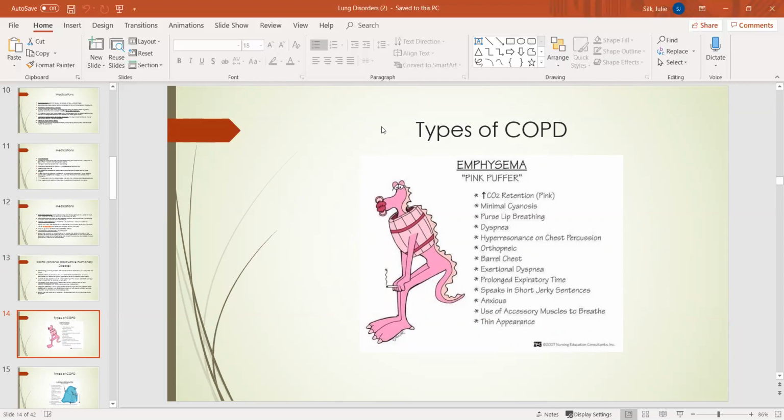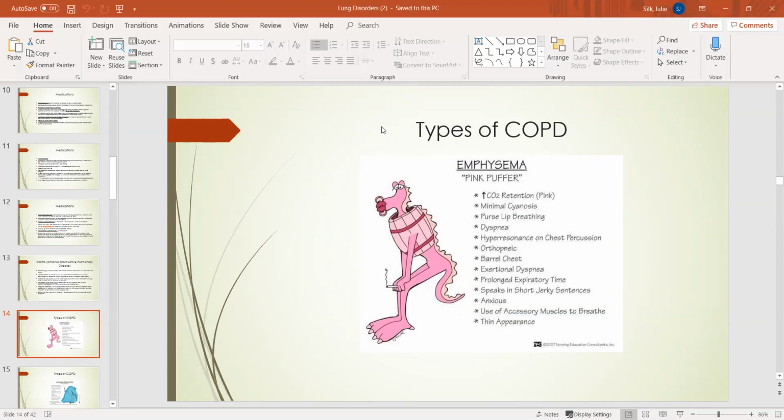So this person usually has a lot of shortness of breath. They're orthopneic, which means that if they lie down flat, they can't breathe. In order for them to breathe well, they have to be sitting up. Other things that this talks about is the barrel chest.